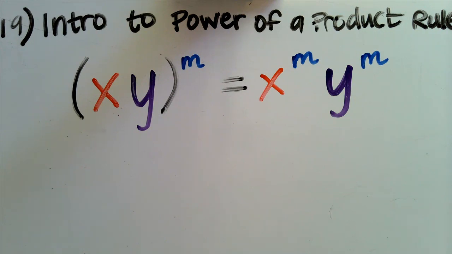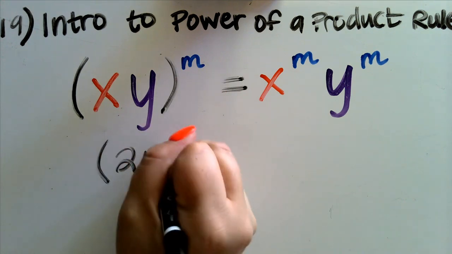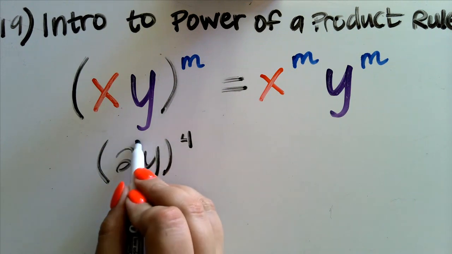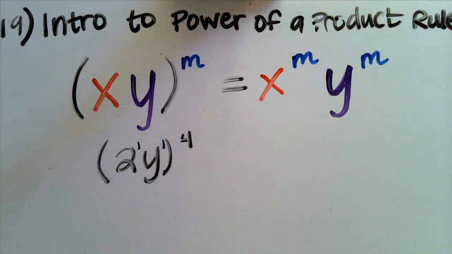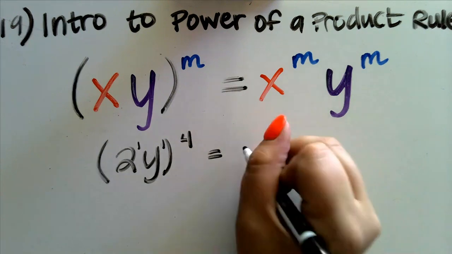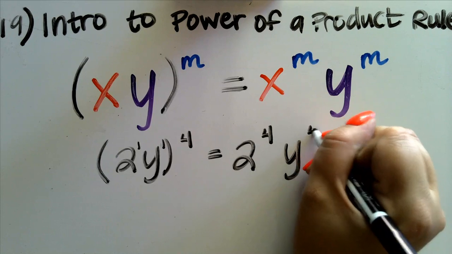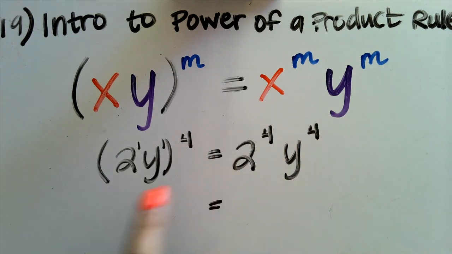Let's go ahead and do one more example together. I'm going to keep this rule up there. Let's talk about 2y to the fourth power. Now, again, we know that there's an invisible 1 sitting right there, and there's an invisible exponent of 1 sitting right there. So right off the top of our heads, we should know that this is 2 to the fourth power times y to the fourth power. So let's go ahead and prove this to ourselves.